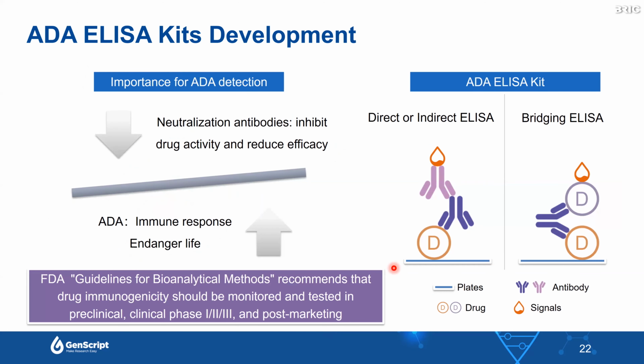ADA drug validation is important in the drug discovery and development stage. When a drug is taken and goes into the human body, sometimes the body will create antibodies to neutralize this drug antibody, which will inhibit the drug activity and reduce the efficacy. Other than that, sometimes it will cause an anti-drug antibody immune response, which will pose a danger to lives. According to the FDA guideline, drug immunogenicity should be monitored and tested in preclinical, clinical phase 1, 2, 3, and post-marketing to ensure drug safety.